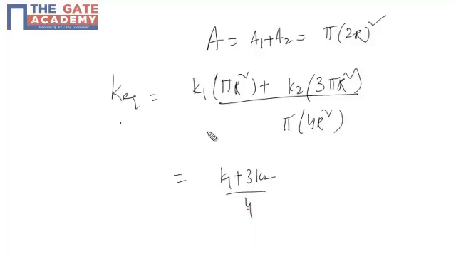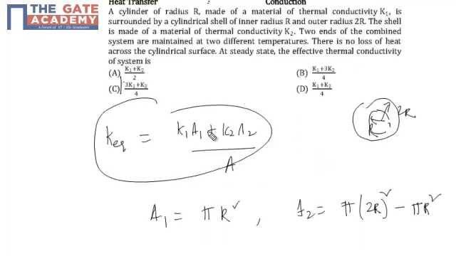So this is the effective thermal conductivity, and the matching option is K1 plus 3 K2 by 4. This is a simple problem, and the basic thing is that most people may be confused. They may think this is radial cylindrical flow, not realizing the flow is actually along the axis. They may think it's across the cylinder and apply the formula with ln r2 by r1. So it's a simple problem. Thank you.